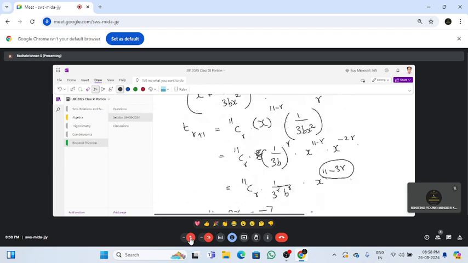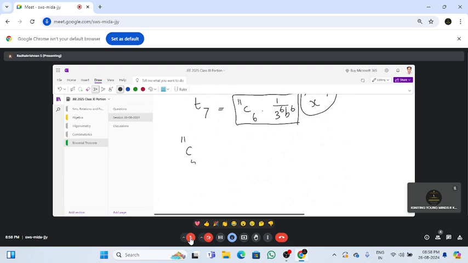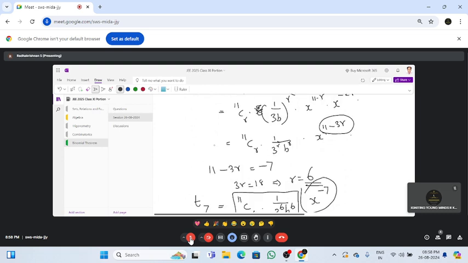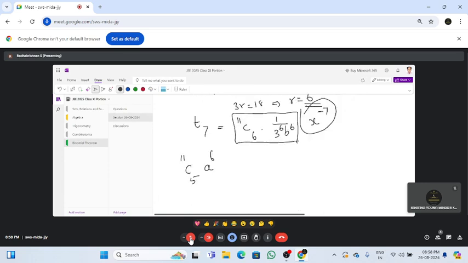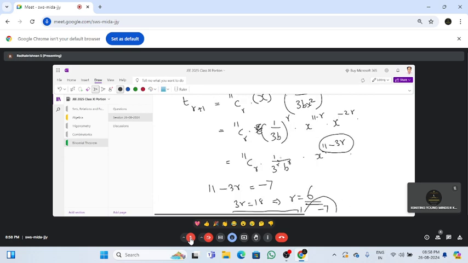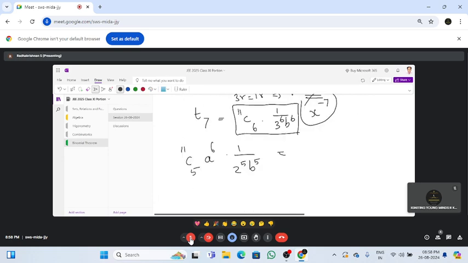Okay, 11C5 a power 6, 1 by 2 power 5 b power 5, right? Is equal to 11C6, 1 by 3 power 6 b power 6. So this is the equation you are getting. Now we have to find out the ratio a power something by b. That's what they are asking you to find out, right?